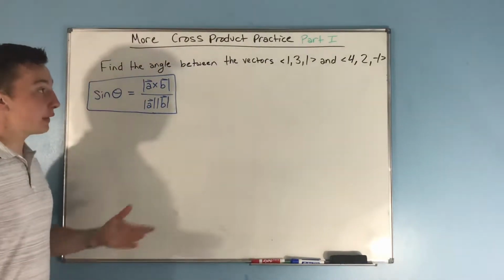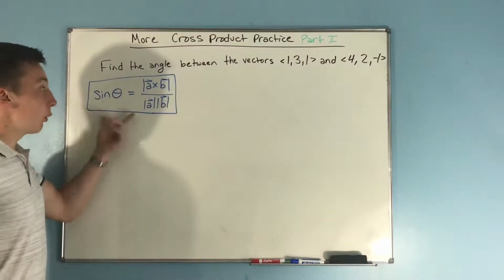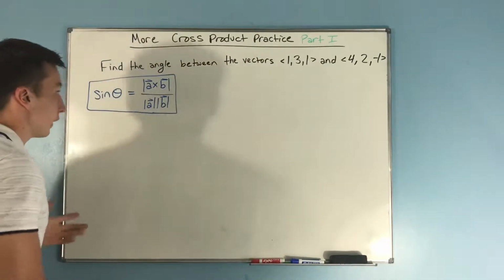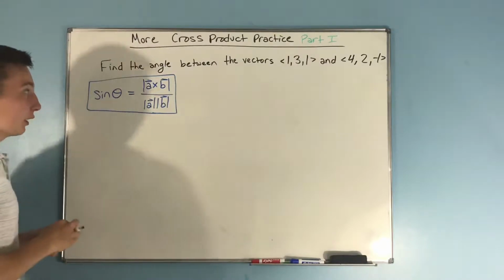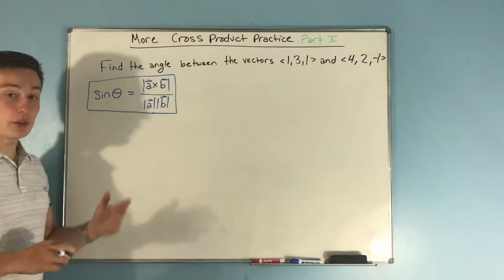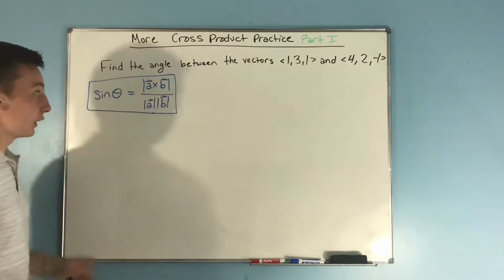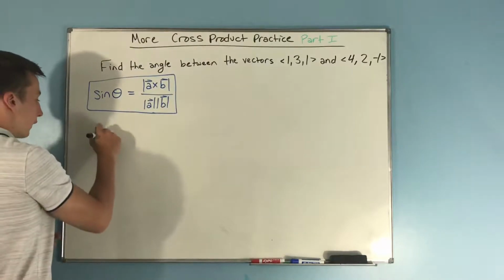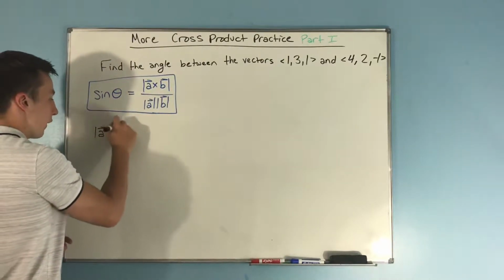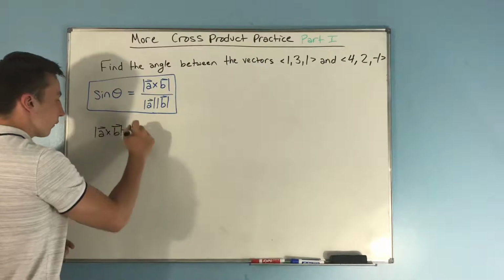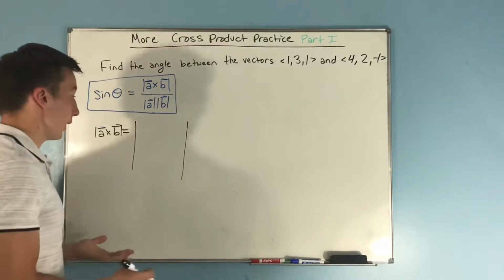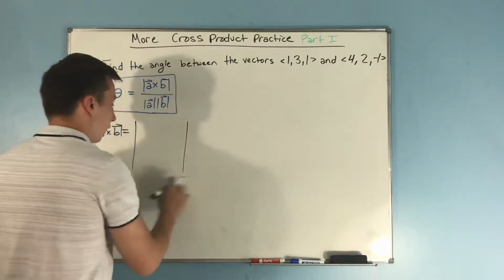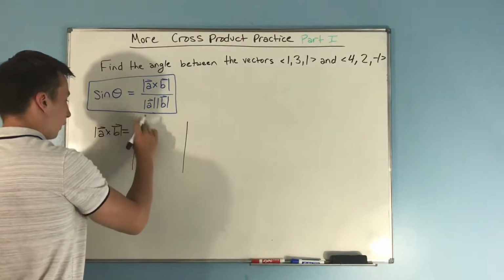We've been able to do this with the dot product, but now we're going to do it with the cross product. So first, to be able to use this formula, sine theta equals the magnitude of A cross B over the magnitude of A times the magnitude of B, we need to find the magnitude of A cross B. That's the first step. To find it, we first need to set up our 3x3 matrix.